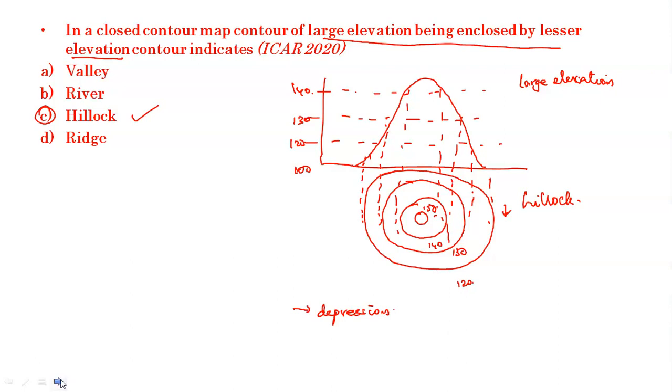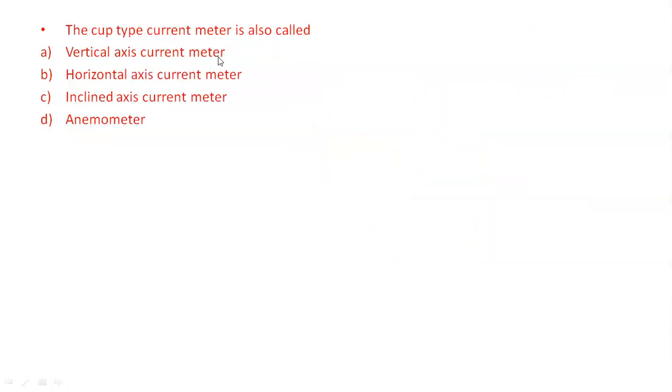So next question. The cup type current meter is also called as vertical axis current meter. So option A is the correct answer.